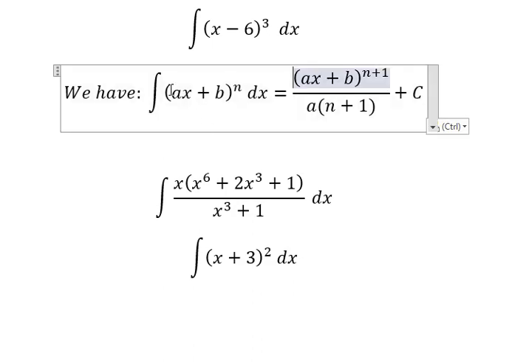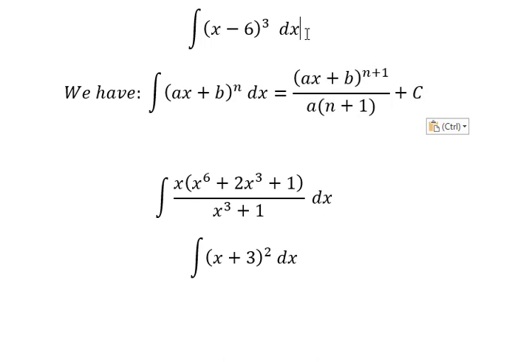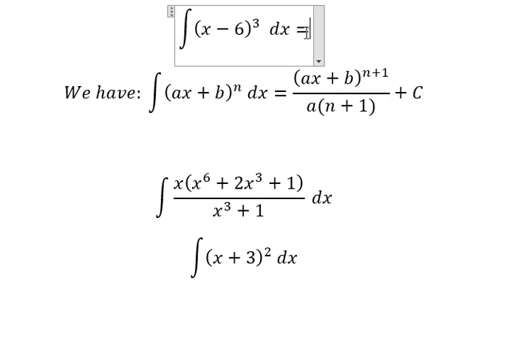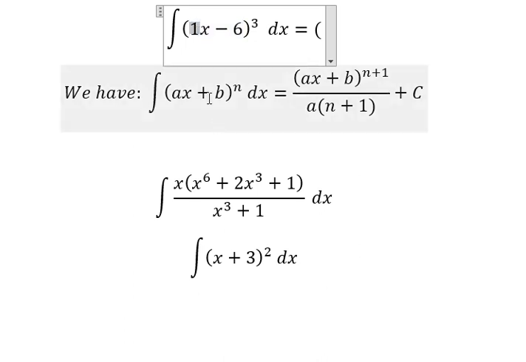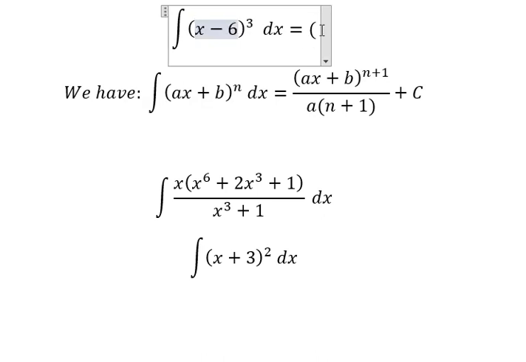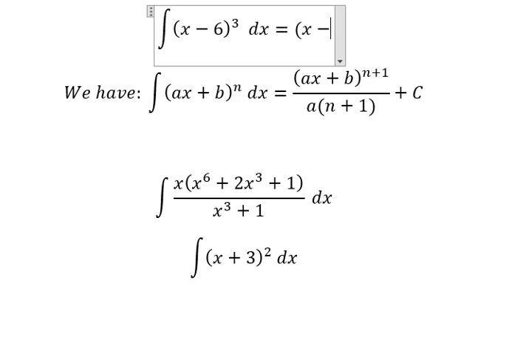So we need to do the integration of (ax + b) to the power of n, and we got like this. Now in this situation, we have a equals 1, b equals negative 6, n equals 3. So if we do this integration, we have like this.